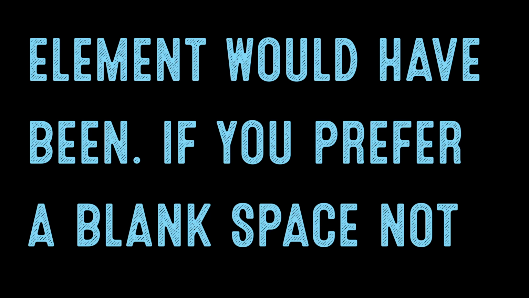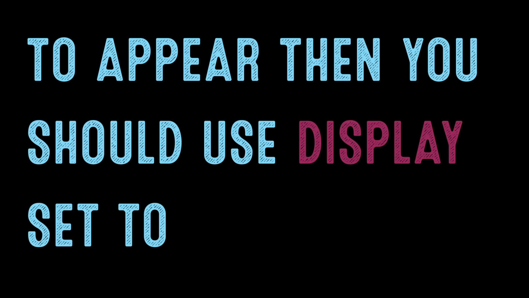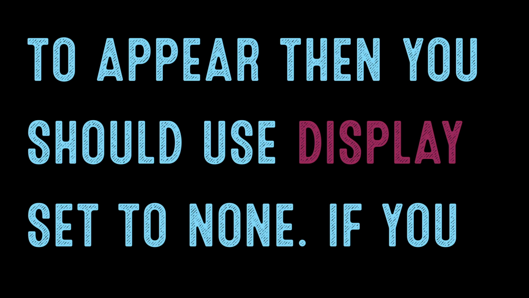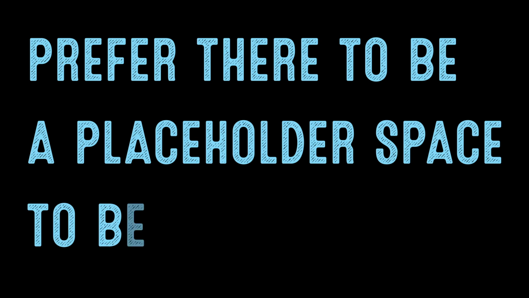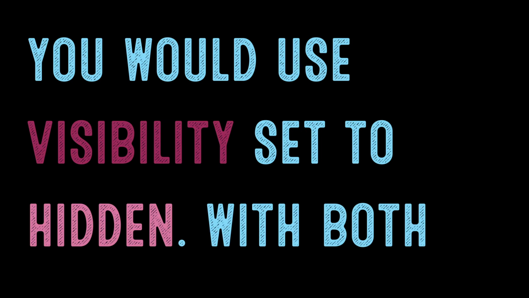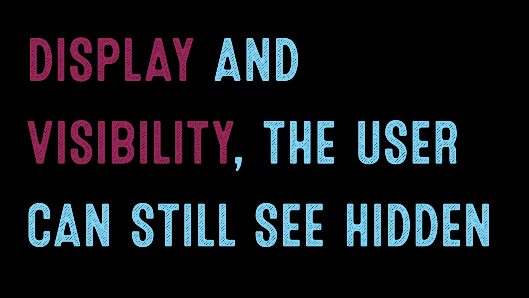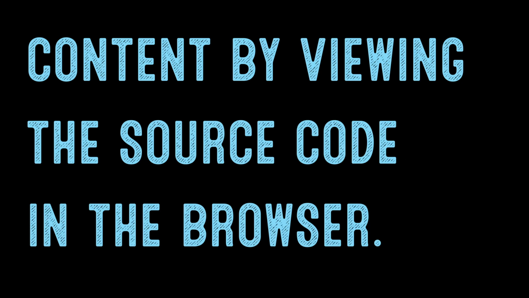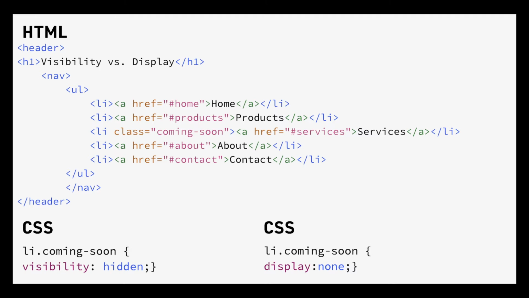The difference between visibility and display is whether a space is left where the element would have been. If you prefer a blank space not to appear, then you should use display set to none. If you prefer there to be a placeholder space to be visible to indicate something could be there but isn't shown, then you would use visibility set to hidden. With both display and visibility, the user can still see the hidden content by viewing the source code in the browser. Here is the code.